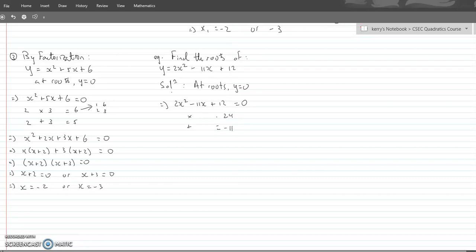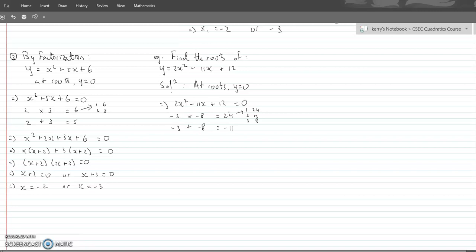For those who went through these videos properly and know how to factorize, pause the video and make sure you know how to do this. Remember, you're going through your list of numbers. 1 and 24 can't add or subtract to give you 11. 2 and 12, no. What about 3 and 8? Yes. 3 plus 8 is positive 11, so minus 3 minus 8 will give you negative 11.